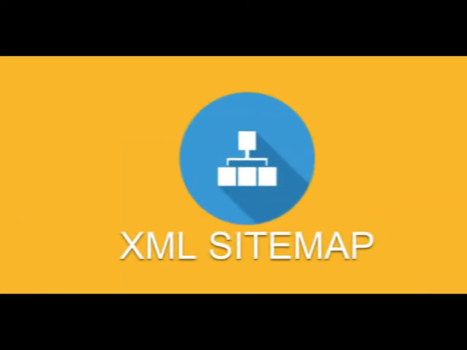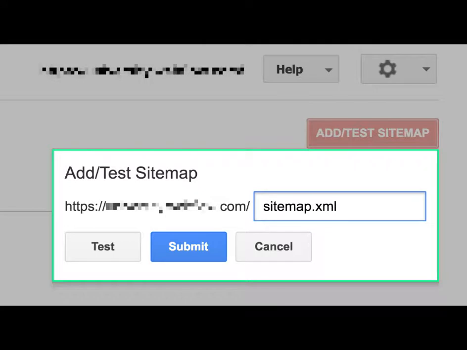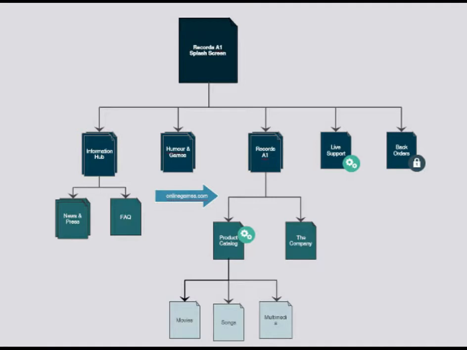This video describes how to build a sitemap and make it available to Google. What is a sitemap? A sitemap is a file on your site that tells Google which pages we should know about.